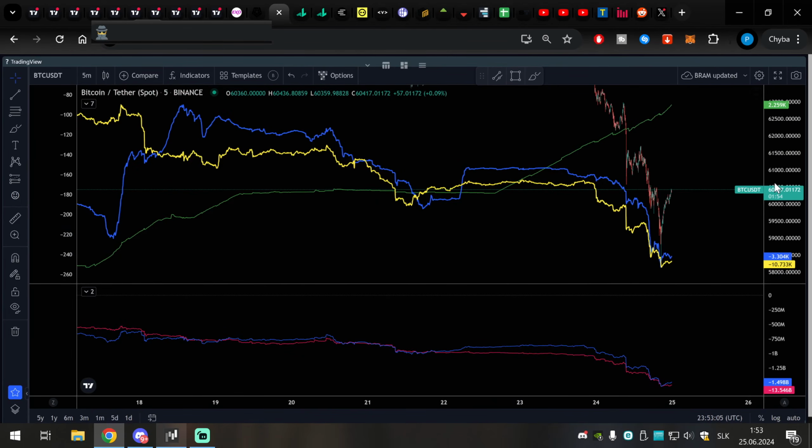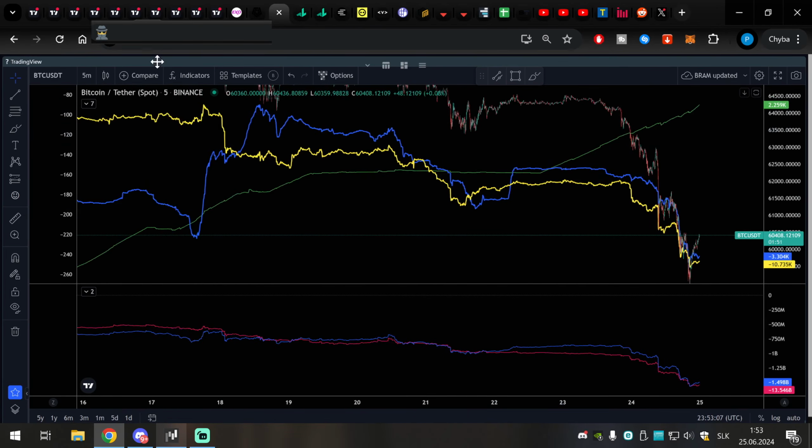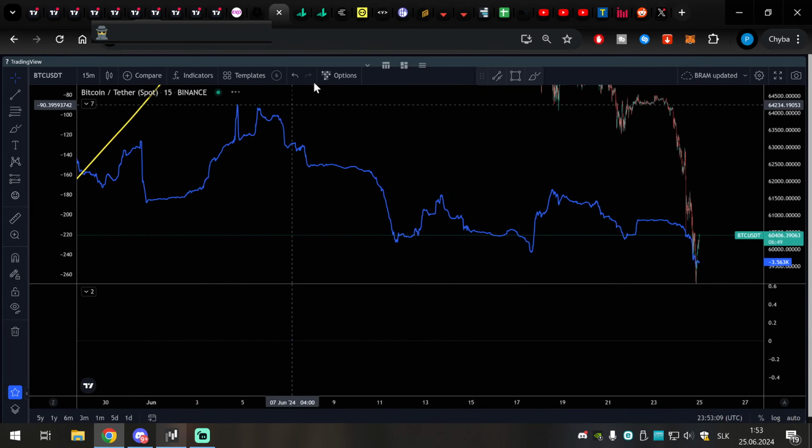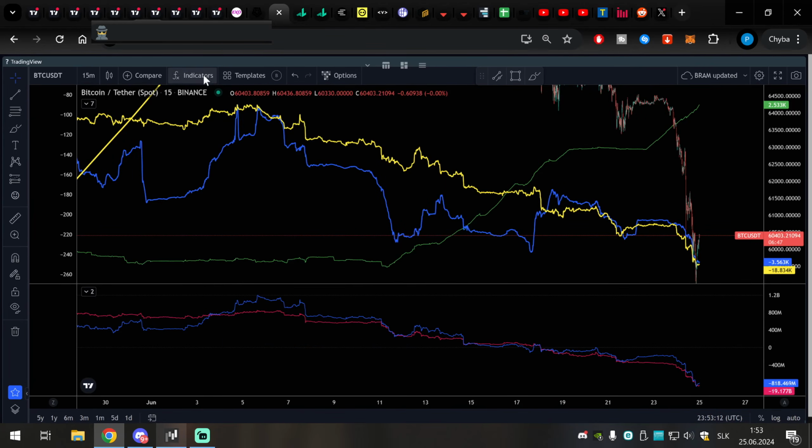There is also some crazy chart on the 50-minute time frame. We can turn off what we don't need.